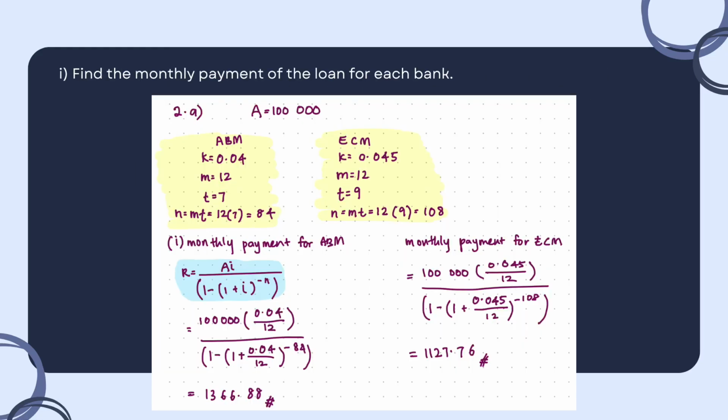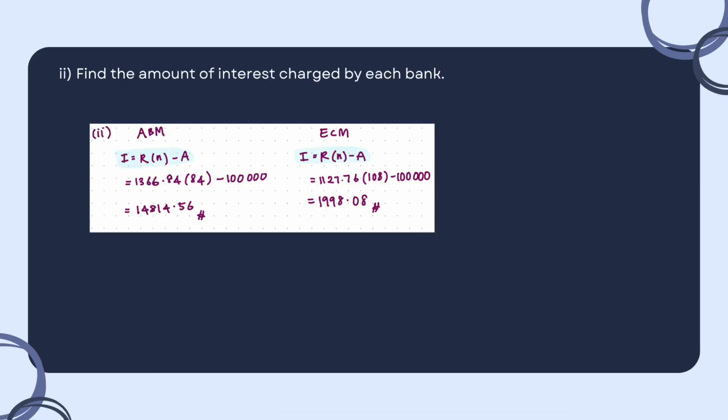In order to find the monthly payment, we're going to use the formula that has been stated on the screen. So now we're going to substitute all the information from bank ATM into the formula, and you just click your calculator and you will get the answer. You only need to repeat the same method to get the answer for bank ECM. Find the amount of interest charged by each bank. So our first bank is ABM.